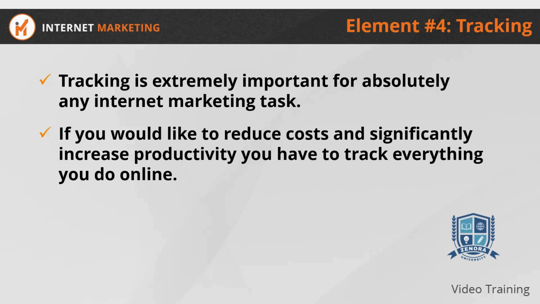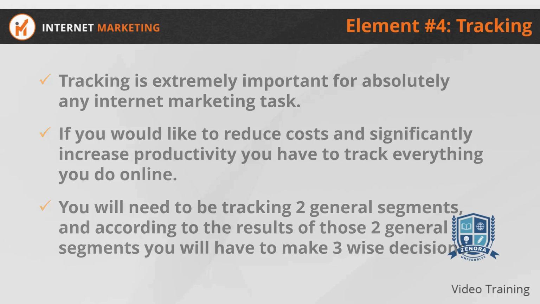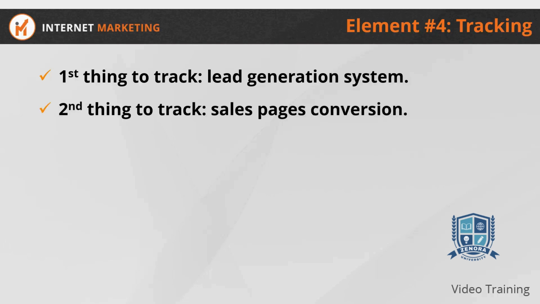When marketing online, you will need to be tracking 2 general segments, and according to the results of those 2 general segments, you will have to make 3 wise decisions. The first thing you must track is how well your lead generation system is converting. And the second thing you have to track is how well your sales pages are converting.